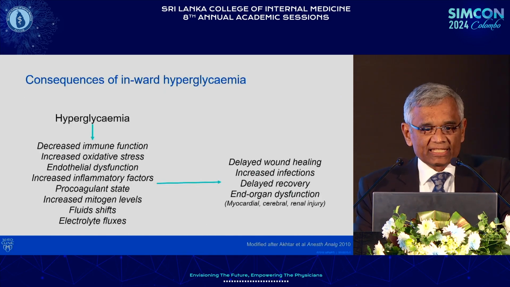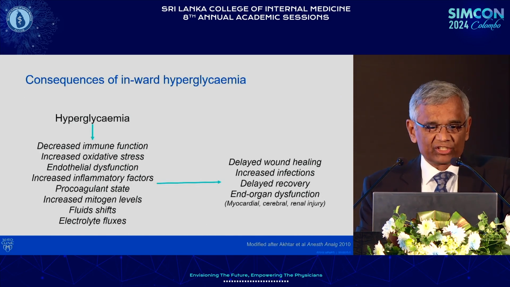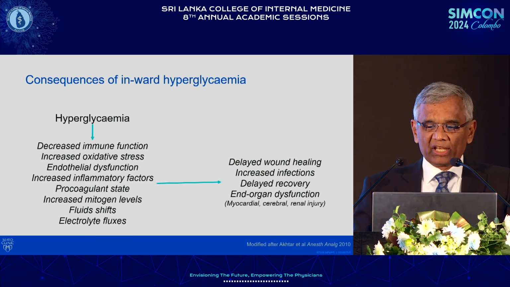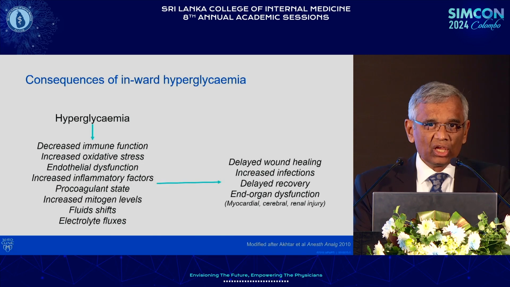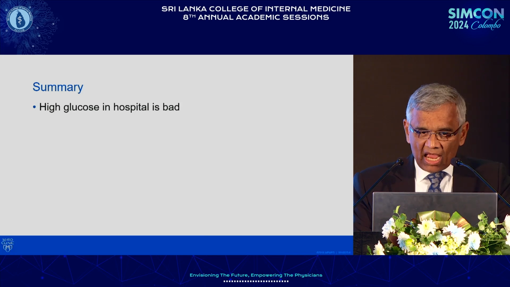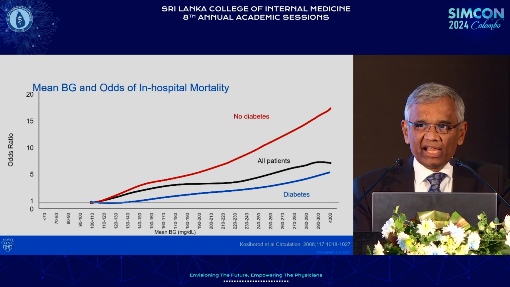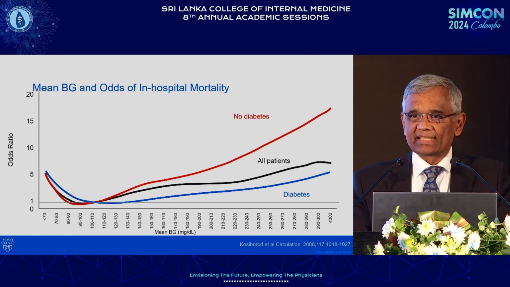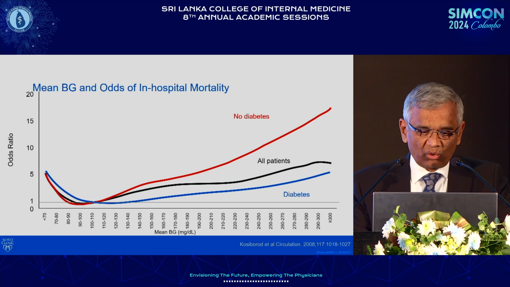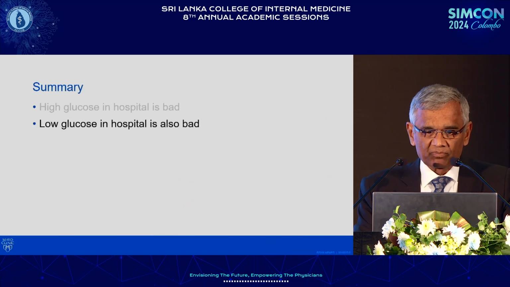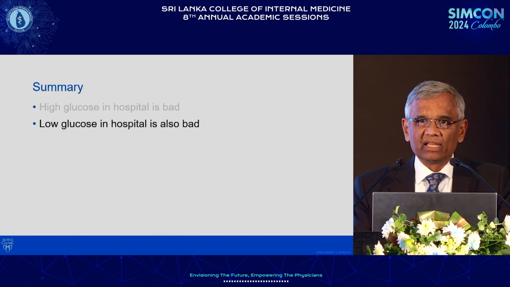So, hyperglycemia through various mechanisms as have been listed here, decreasing immune function, fluid shifts, electrolyte fluxes, etc., worsens wound healing and causes end organ damage. Bottom line is that high glucose in hospital is bad. What about the other end? We know that higher glucose increases mortality. However, lower glucose also increases mortality. So if the average glucose is less than 70 milligram per deciliter, there is 5 times higher risk of mortality. So even low glucose in hospital is bad.